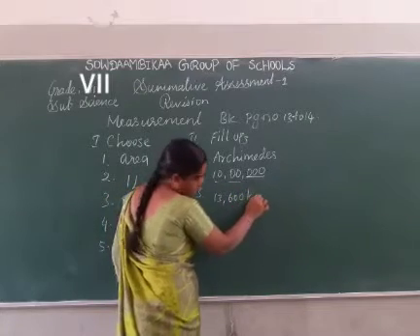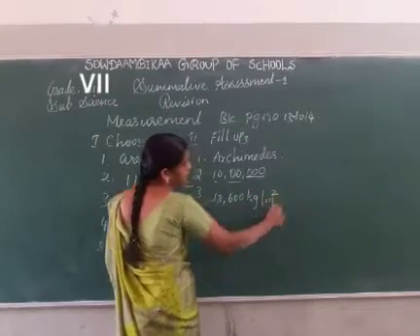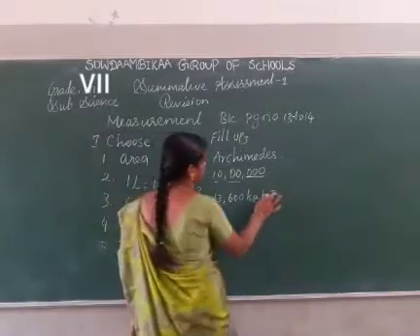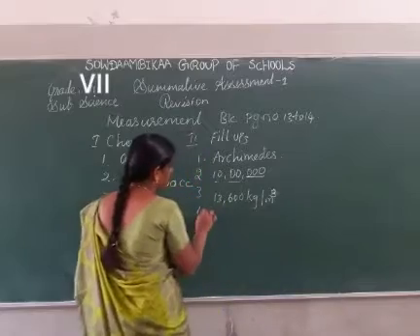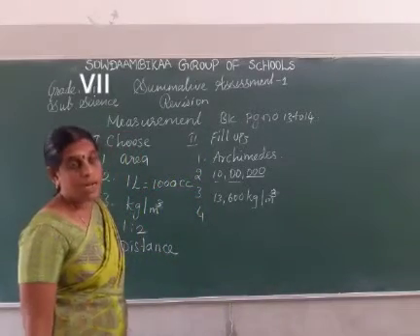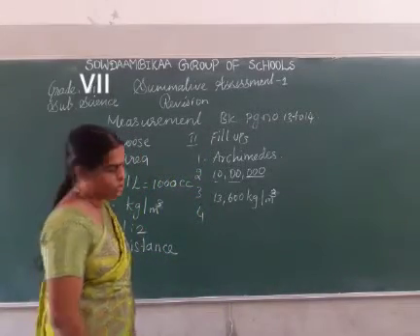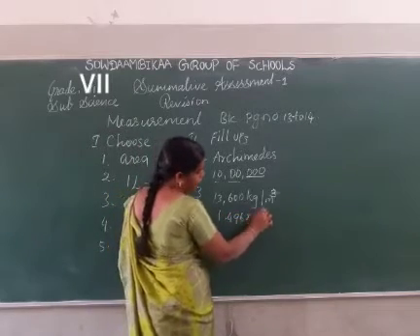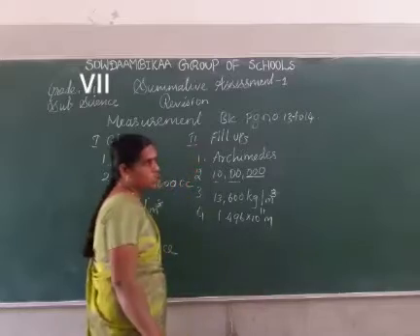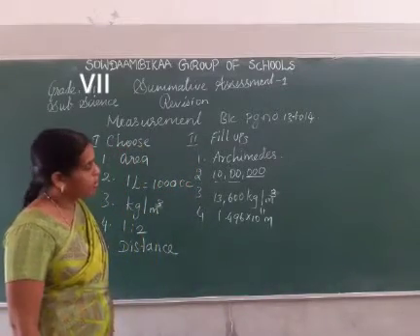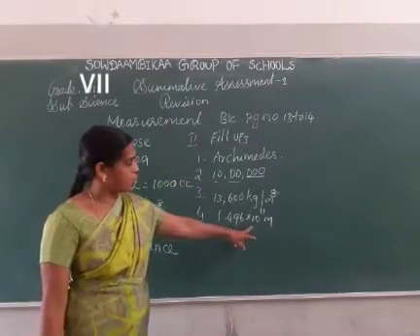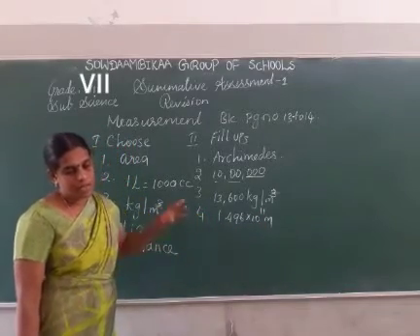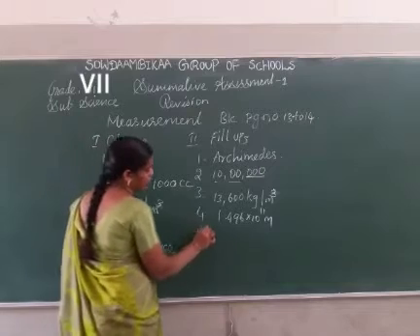Next one, the density of mercury is 13,600 kilogram per meter cube. Next, one astronomical unit is equal to 1.496 into 10 to the power of 11 meter. The area of a leaf can be measured using a graph sheet.